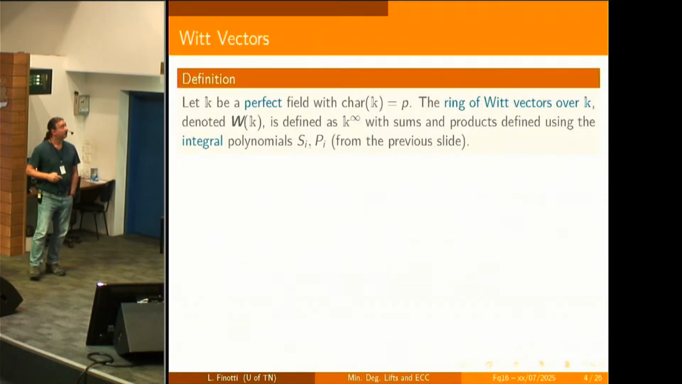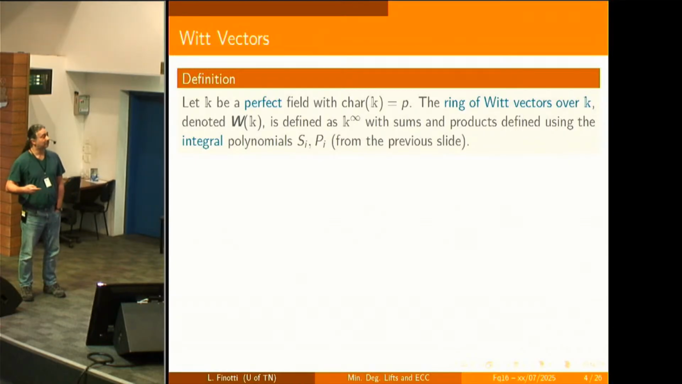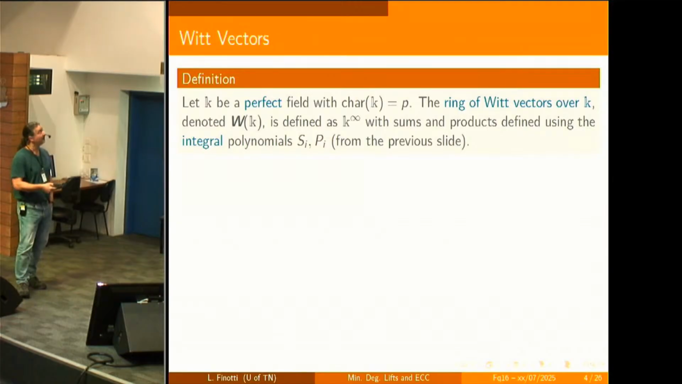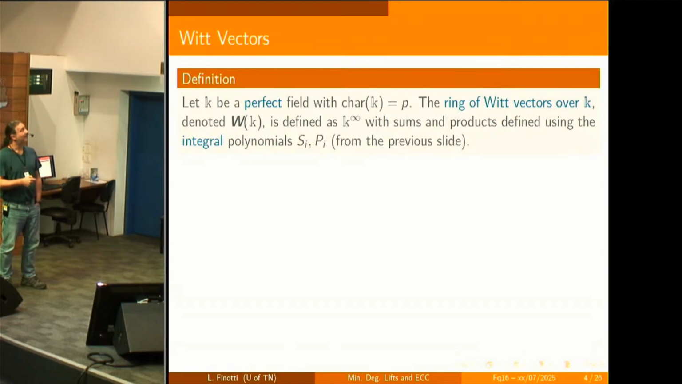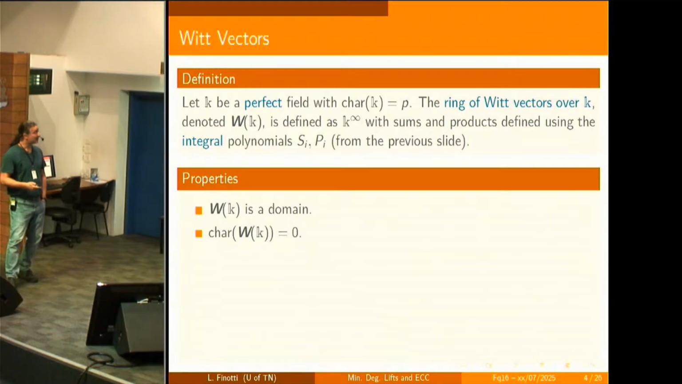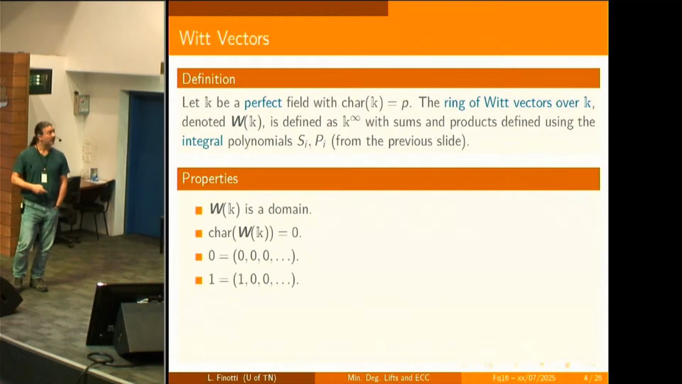Now, here is, very briefly, a few properties of these rings of Witt vectors. We start with a perfect field, so this guarantees that you have nicer properties. Using the same formulas for sums and products that we've seen in the previous slides, we get a commutative ring, which is actually a domain. Characteristic is 0. 0 is represented by zeros in every entry. 1 has 1 in the first entry and zeros everywhere else.